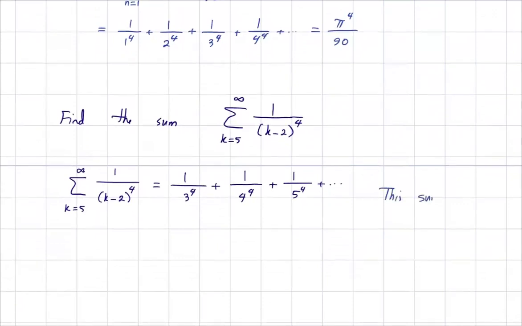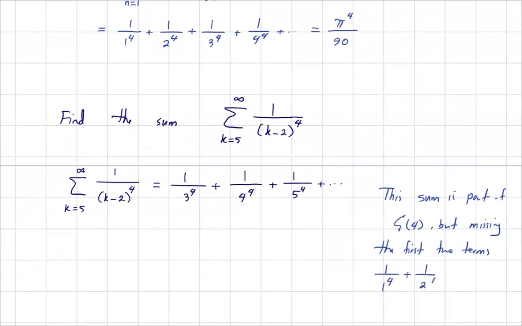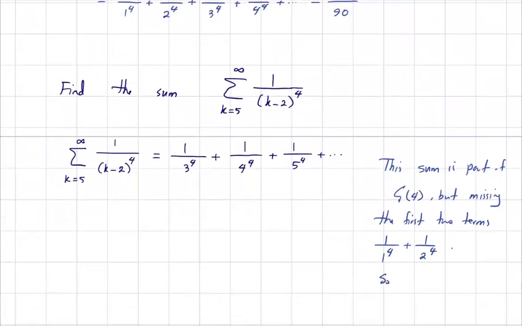This sum is part of zeta of 4, but missing the first two terms, which are 1 divided by 1 to the 4 plus 1 divided by 2 to the 4. So what are we going to do? We're going to add and subtract these numbers.